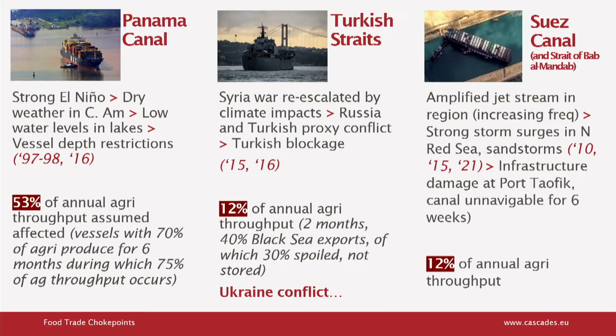And then finally, the Suez Canal. This is drawing on precedents that we saw last year, as I mentioned, but also in previous years in 2010 and 2015, where you can get an amplified jet stream, increasingly strong storm surges and sandstorms, and that will both make the canal unnavigable, but could also conceivably lead to infrastructure damage at the port at the southern end of the Suez Canal. And again, under this assumption, around 12% of the throughput of agricultural products would be affected.